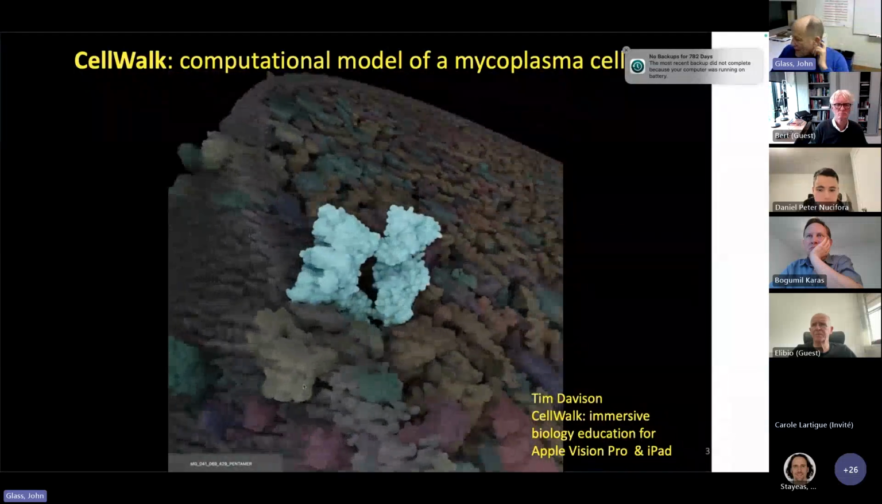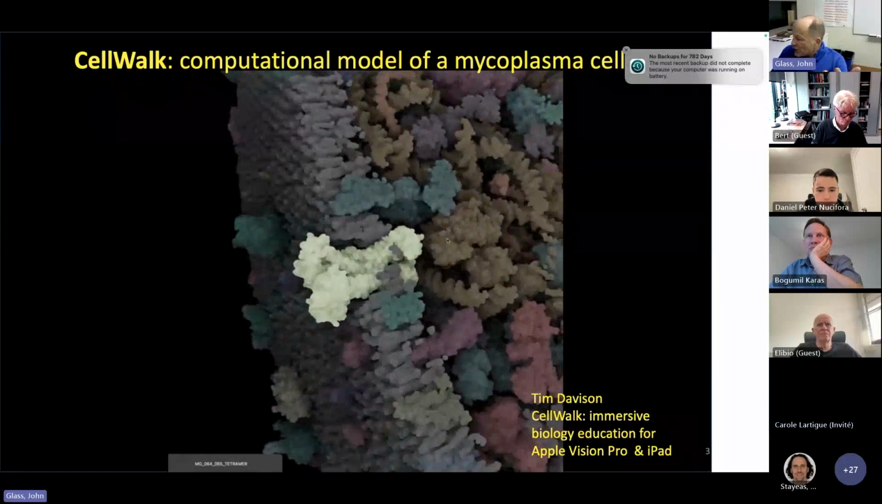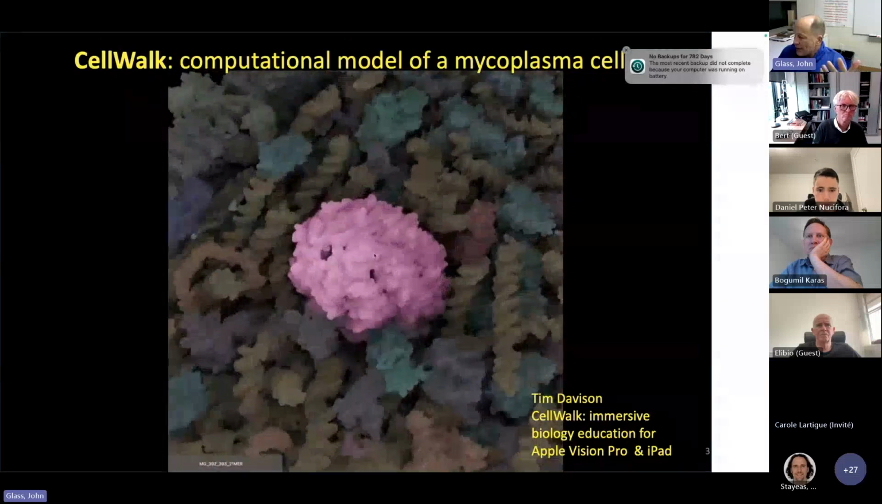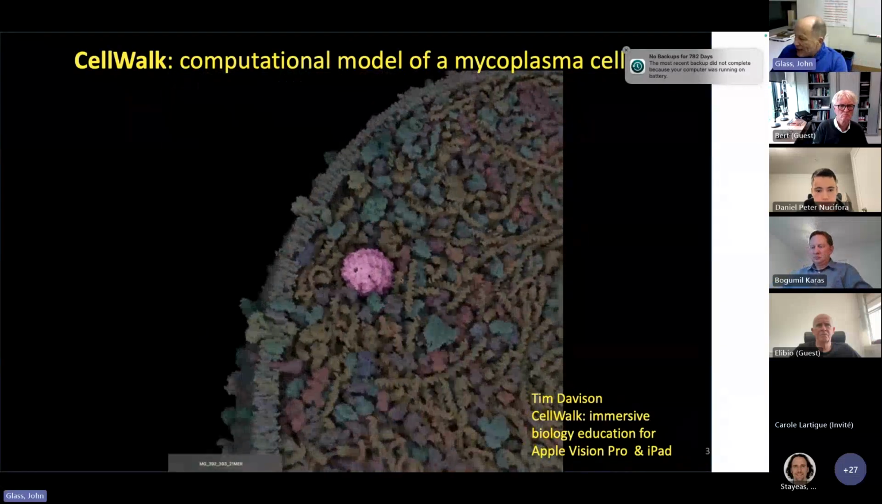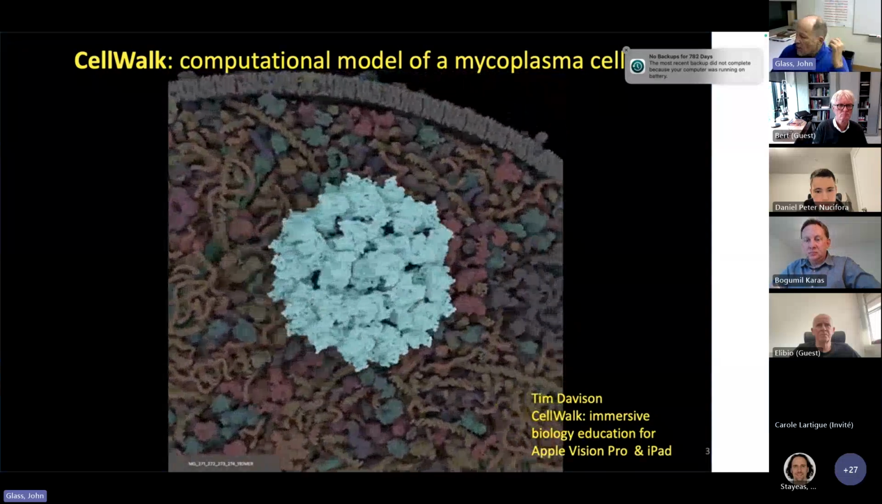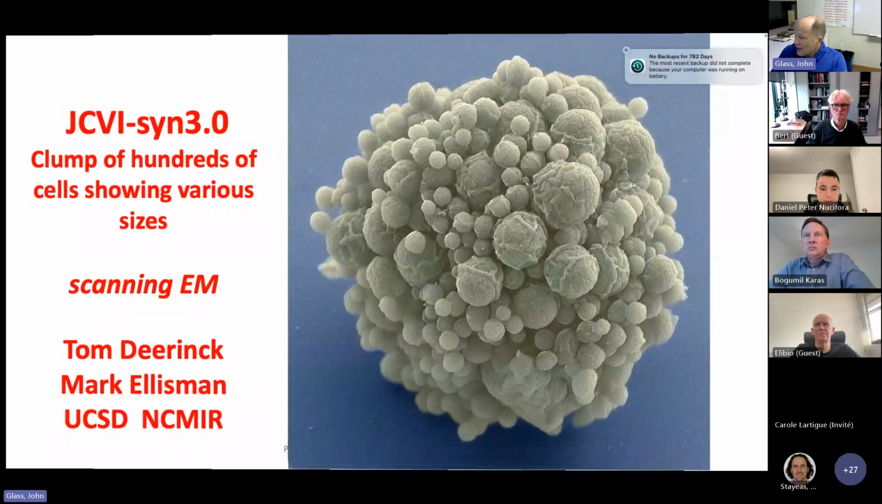This is CellWork, an immersive biology education tool for Apple Vision Pro by the Canadian web developer Tim Davison. It's a slick tool that he's got there. There's a ribosome that you see inside the cell, or a pyruvate dehydrogenase complex. We've got this image done by Tom Deerinck and Mark Ellisman from the UCSD National Center for Imaging and Microscopy Research. There's hundreds of cells crammed together.